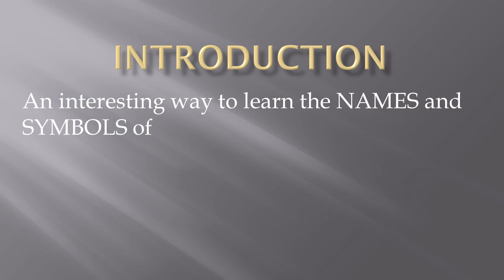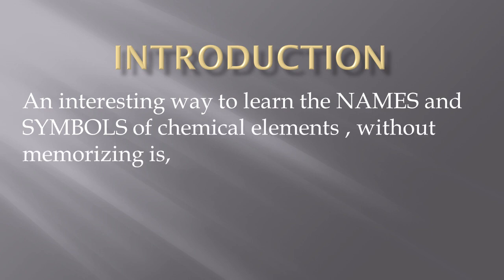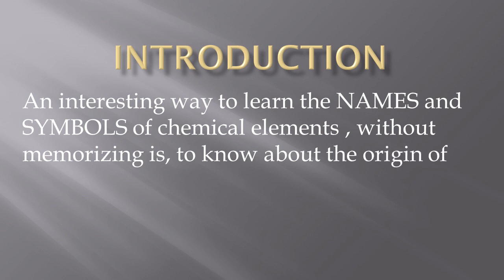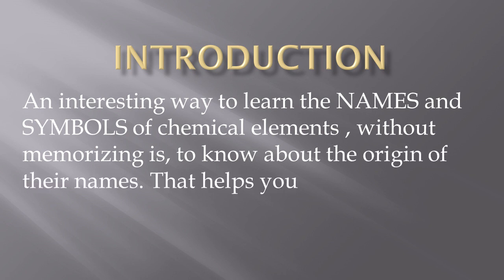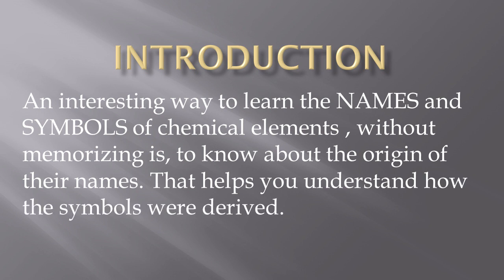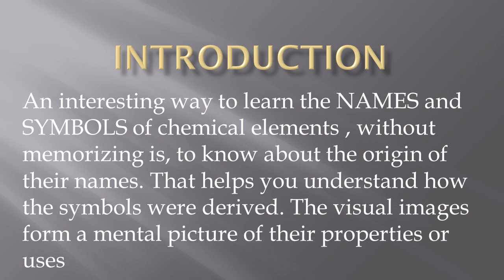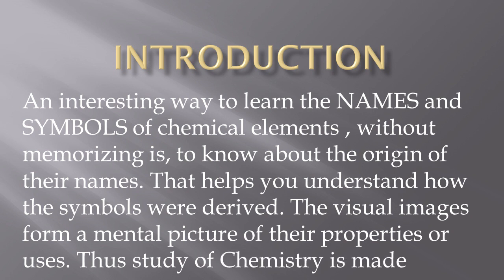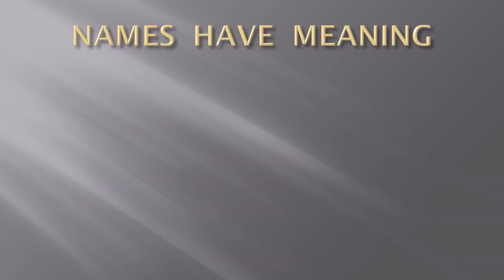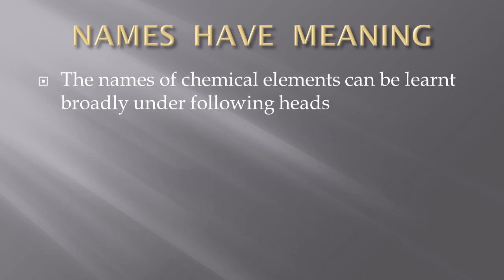An interesting way to learn the names and symbols of chemical elements without memorizing is to know about the origin of their names. That helps you understand how the symbols were derived. The visual images form a mental picture of their properties or uses. Thus, study of chemistry is made easy. Names have meanings. The names of chemical elements can be learnt broadly under the following heads.